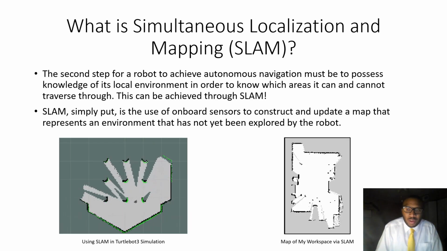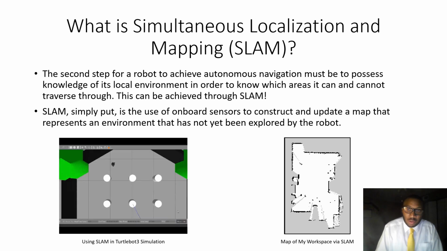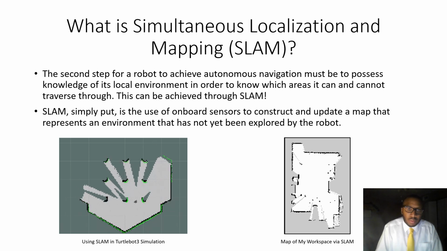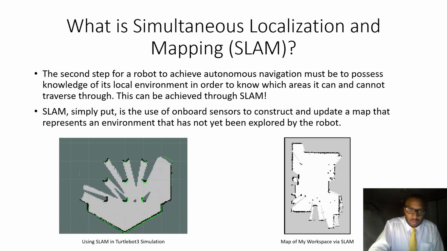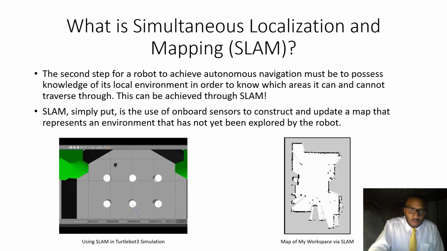So now, moving on to the second integral step of achieving autonomous navigation, we have to understand simultaneous localization and mapping, or SLAM. And SLAM, simply put, is the use of onboard sensors to construct and update a map that represents an environment that has not yet been explored by the robot. And this can be seen in this bottom left GIF where we have this small robot moving around in a virtual space with an attached LiDAR sensor, where it's essentially able to determine what areas are free space and what areas have obstacles in front of it.